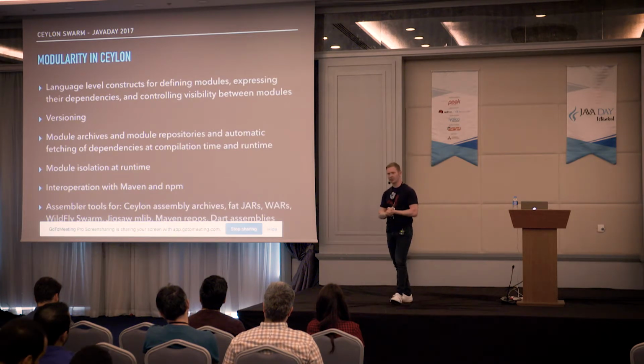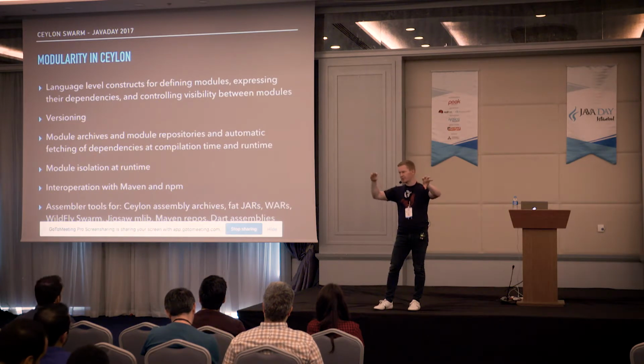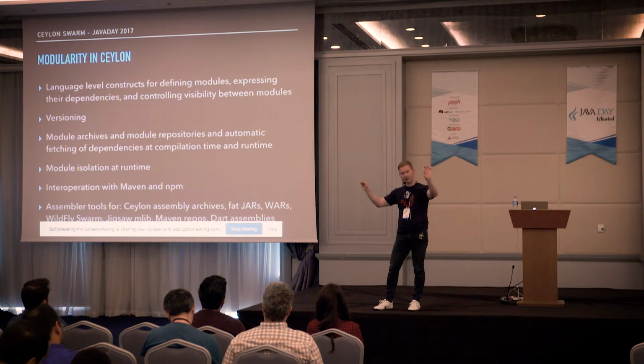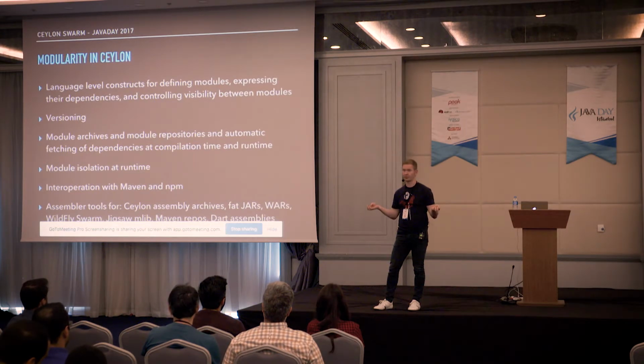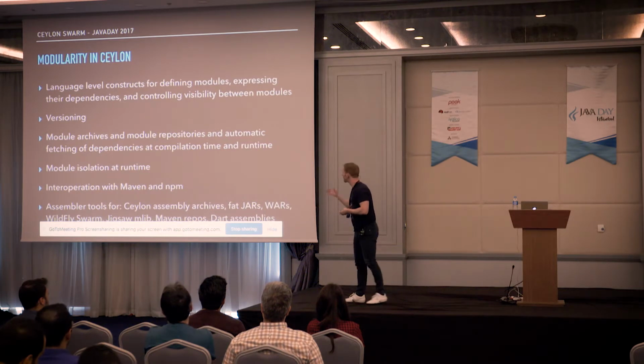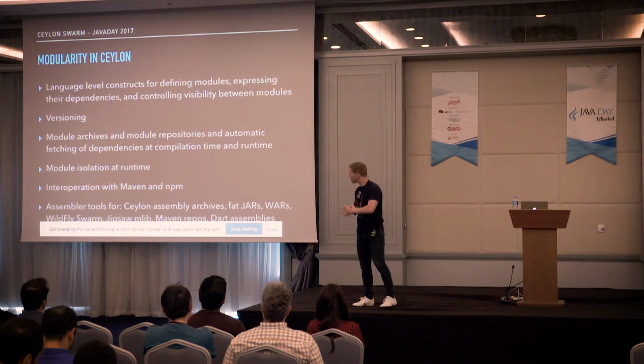We get module isolation at runtime. This is an important feature. This means that it is possible to have dependencies which are using different versions of something they depend upon at runtime. So you can have two different versions of the same module in your program at runtime, as long as the dependencies are not re-exported. There's a problem, for example, that Jigsaw, which is coming soon, doesn't solve. Jigsaw doesn't let you have two different versions of the same module in your program at the same time. We get interoperation with Maven and NPM.